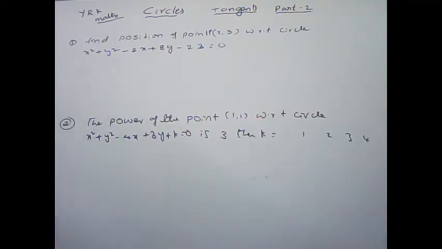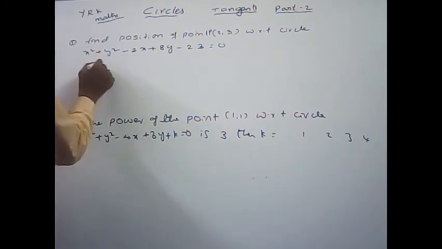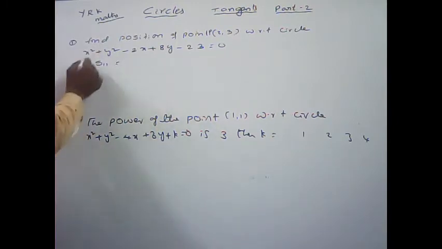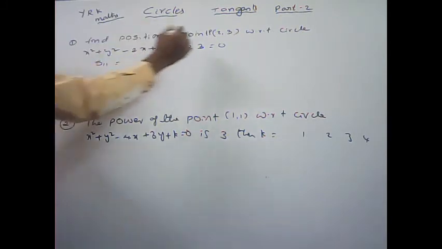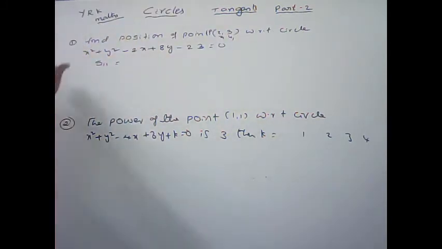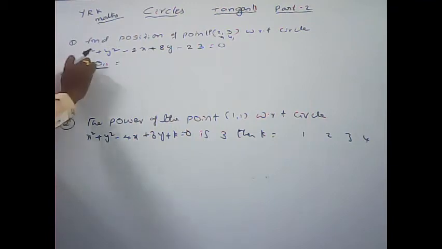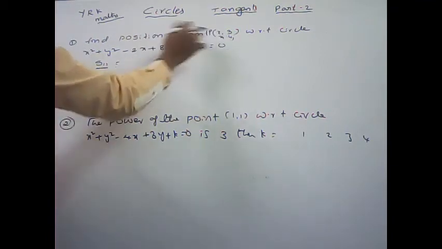Find the position of the point (2, 3) with respect to the circle. Here the position of the point is given by S11, where x1, y1 is the point. We want the position of the point x1, y1 with respect to this circle. To find S11, in the place of x comma y, we can substitute those coordinates directly.